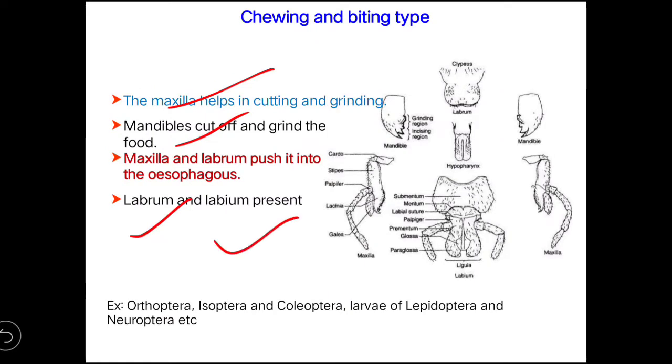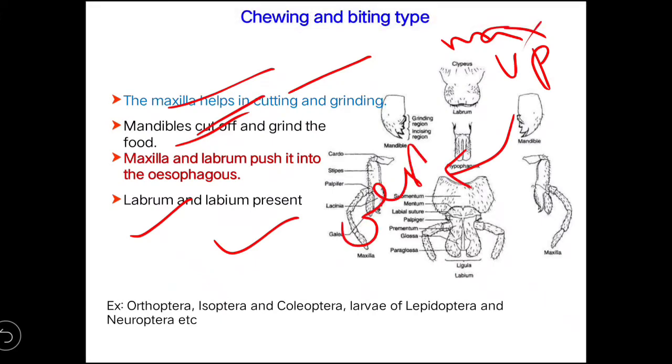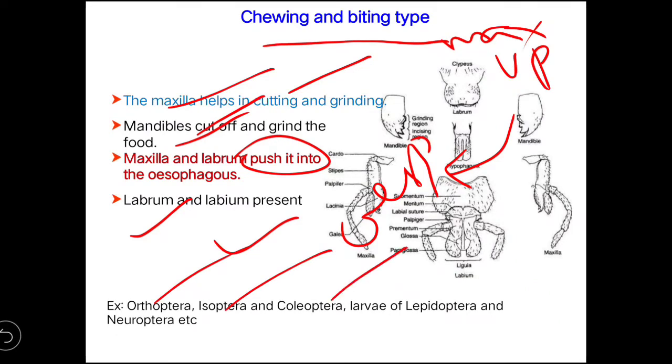Maxilla helps in cutting and grinding. Same as mandible, they also help in cutting and grinding. Both the maxilla and labrum, the upper lip, help to push the food inside the oesophagus. Oesophagus is the food pipe. Then labrum and labium are also found in chewing and biting type. The examples are Orthoptera, Isoptera, Coleoptera, then larva of Lepidoptera and Neuroptera.